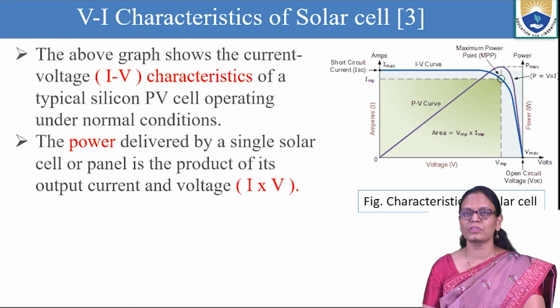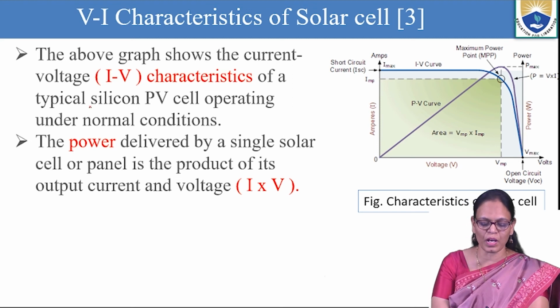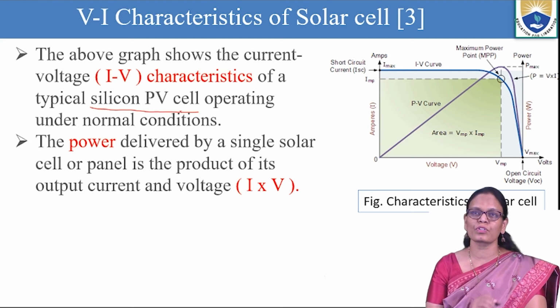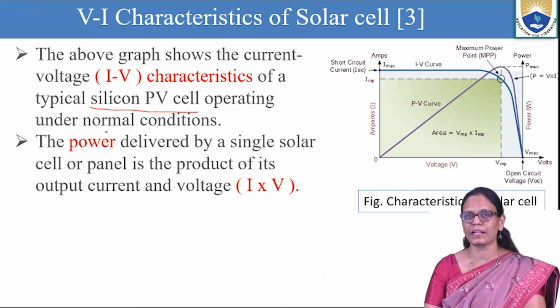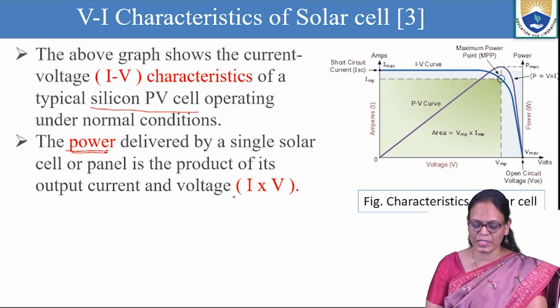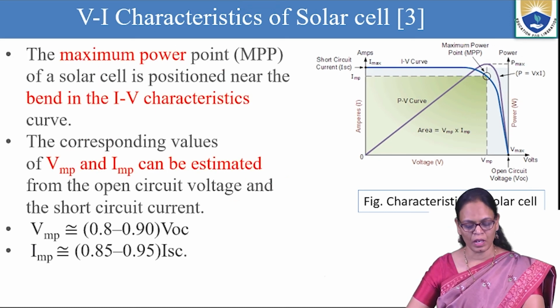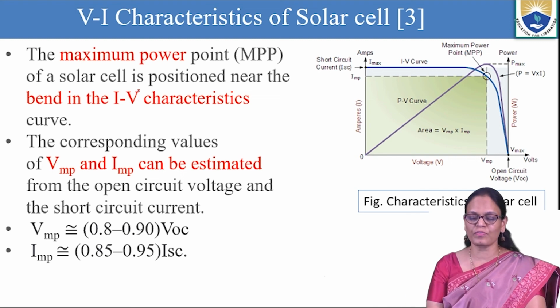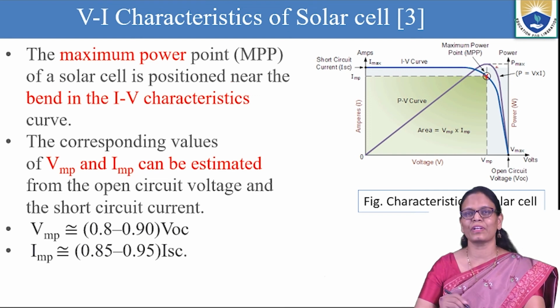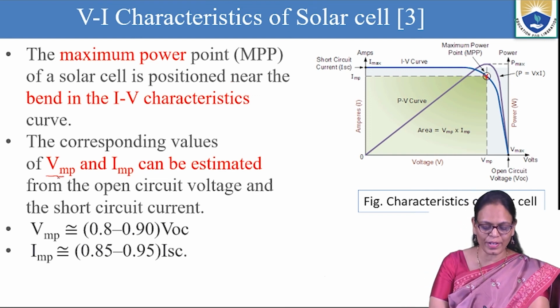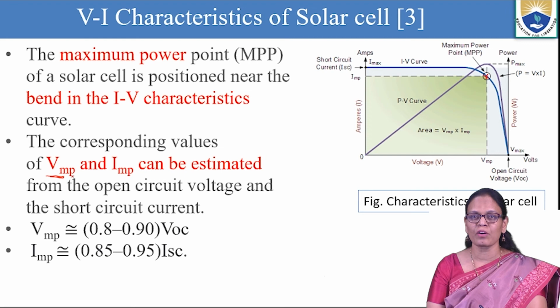Now, this diagram shows a typical solar cell, that is a silicon photovoltaic cell, which operates under normal conditions, and the power delivered is always given by I into V, or V into I. Now, the maximum power of the solar cell is positioned near the bend. What are the values that we are going to see? The corresponding values are VMP, which represents the voltage for the maximum power, and IMP, which denotes the current for the maximum power.